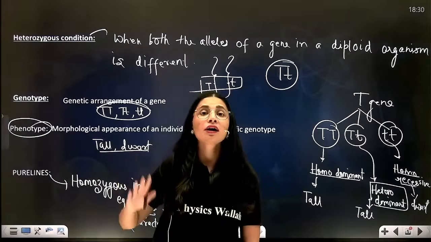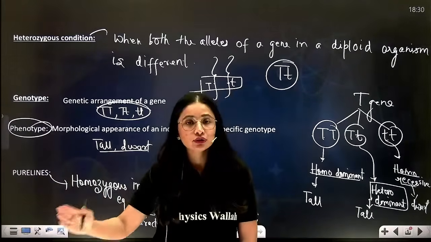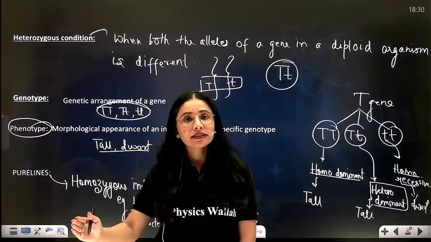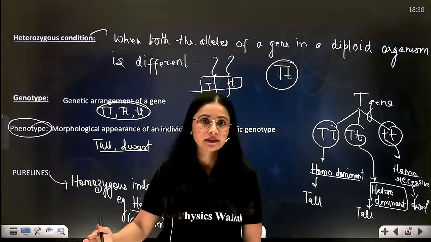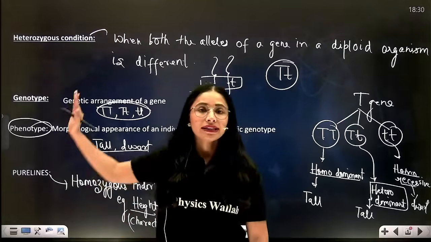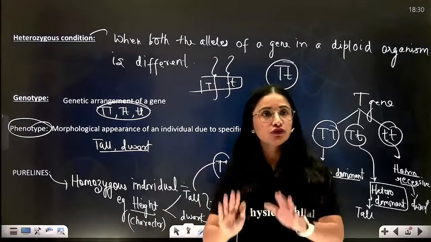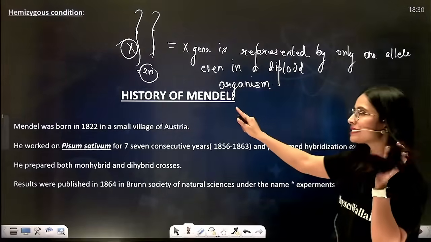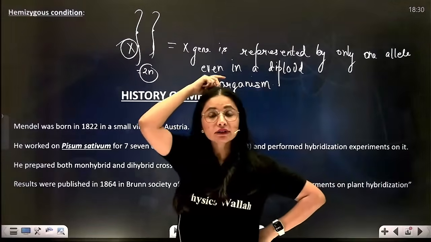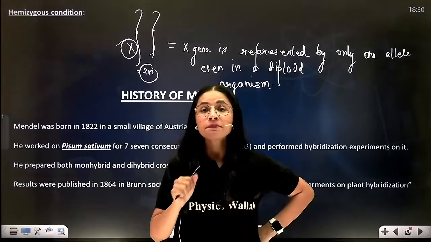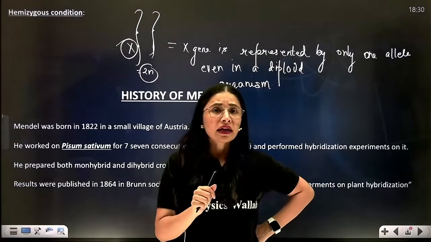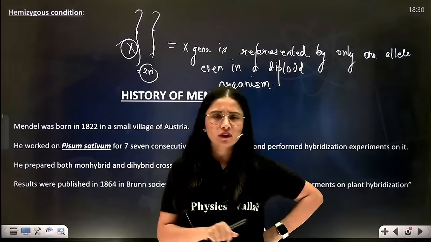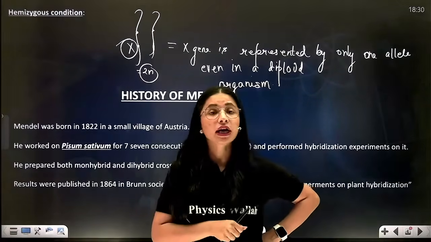What are pure lines? Pure lines are homozygous individuals for a given character. Each character is represented by two traits. Okay, now these were the terminologies which you should know. Now we are going to start with Mendel's history, who is also known as the father of classical genetics. See, it's not that before Mendel there was no sign of genetics and people were not trying to study genes.